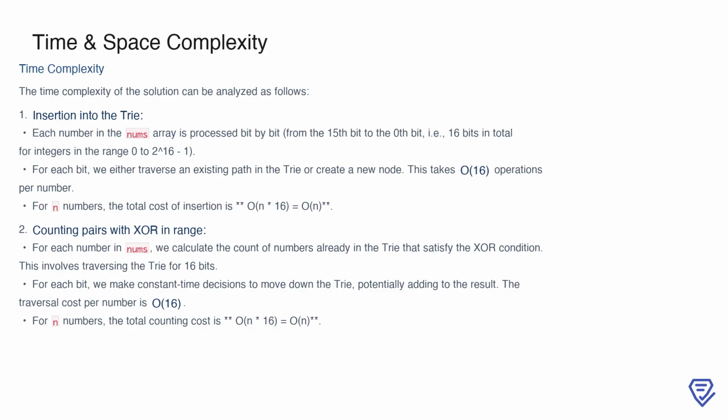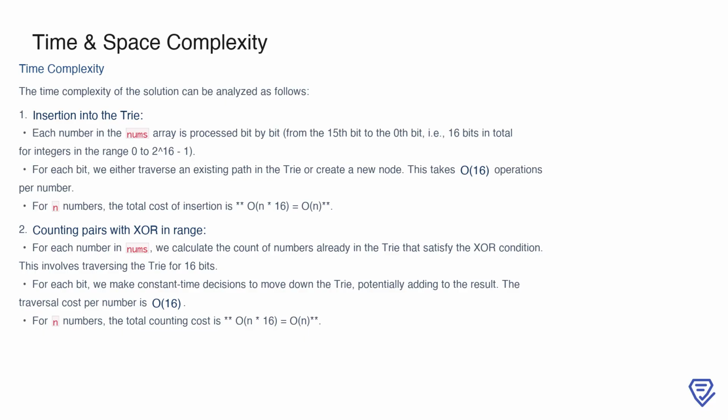Each number is processed bit by bit, starting from the 15th bit down to the 0th bit, since we are working with 16-bit integers. For every bit, we either follow an existing path in the tree or create a new node, and this takes a constant amount of time, specifically 16 operations per number. If there are n numbers in the input array, the total cost of inserting all the numbers is n*16, which simplifies to n.